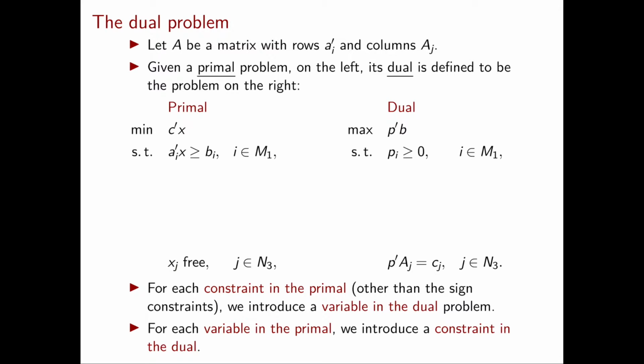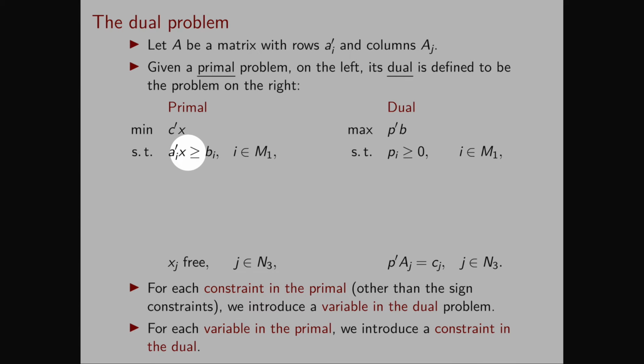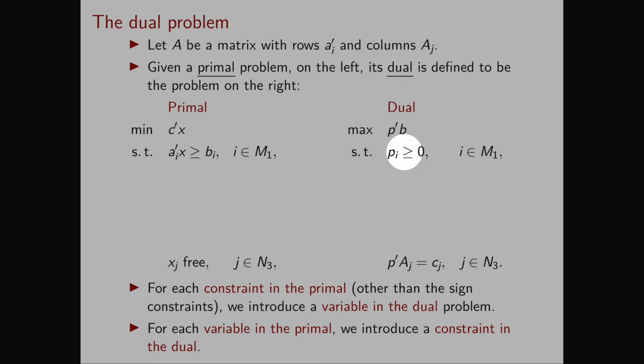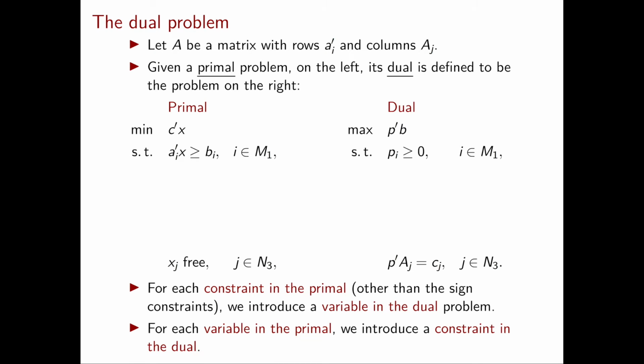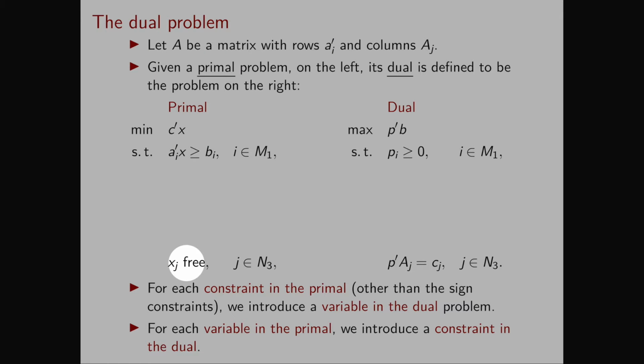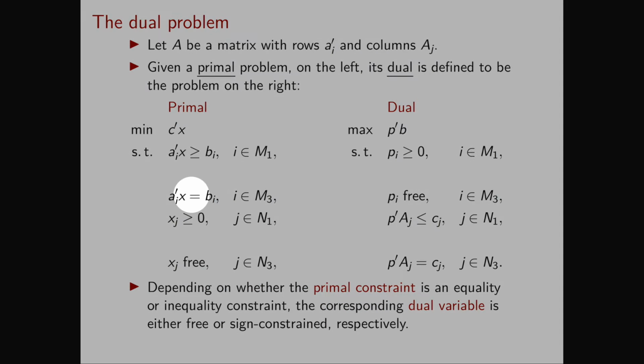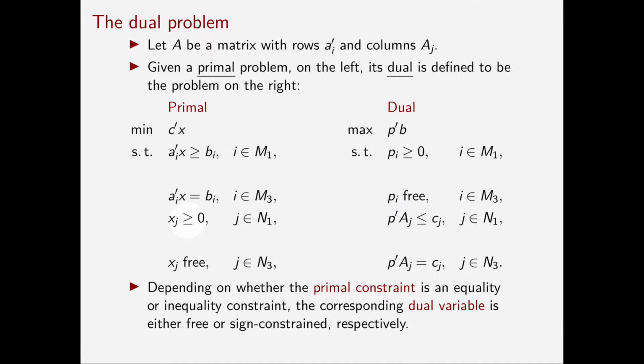In fact, we have seen that for every primal constraint of the form a_i transpose x greater than or equal to b_i, we need to introduce in the dual a variable p_i which is greater than or equal to 0. On the other hand, for every free variable x_j in the primal, we have a corresponding constraint in the dual of the form p transpose a_j equal to c_j. When we looked at the primal in standard form, instead, we looked at equality constraints and variables that are all greater than or equal to 0.